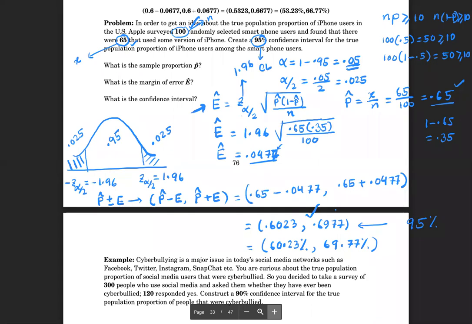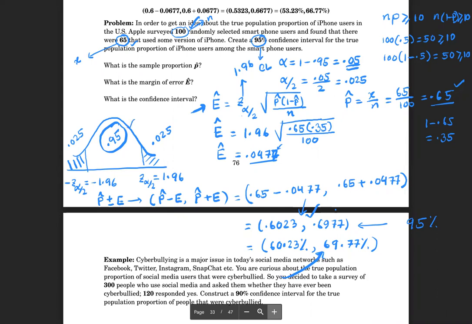How confident are you in your calculation? You are 95% confident. How confident are you that this interval, the actual percentage of people that use the iPhone, would fall between 60.23 and 69.77%? You are 95% confident. What does this mean?